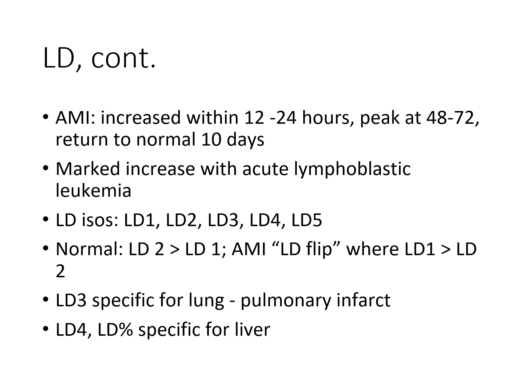LDH has isoenzymes. LD1 is for your heart and red blood cells. LD2 is for the reticuloendothelial system. LD3 is lungs. LD4 and LD5 are liver and skeletal muscle. For an AMI indicator, you can do the LD flip. LD1 is going to be higher than LD2, and that is suggestive of a heart attack. If you have a pulmonary infarction, your LD3, which is lung specific, is going to be increased, and then LD4 and LD5 will be the ones increased if you have liver issues.